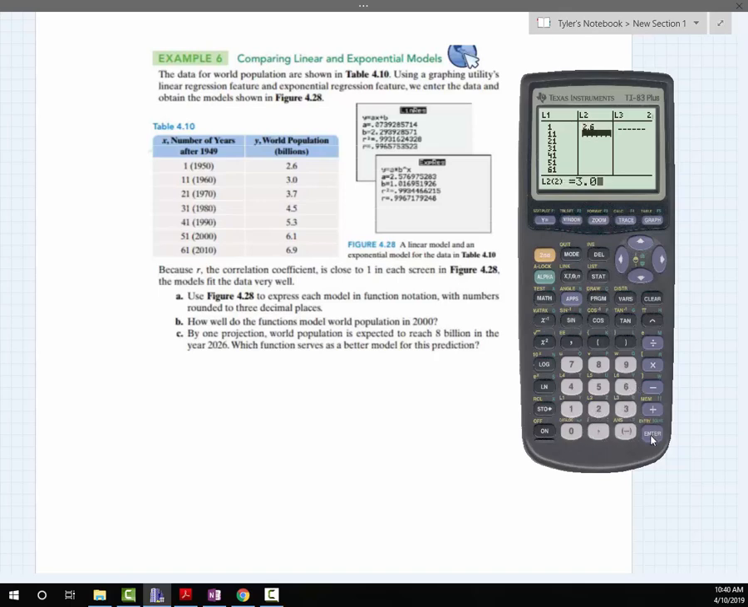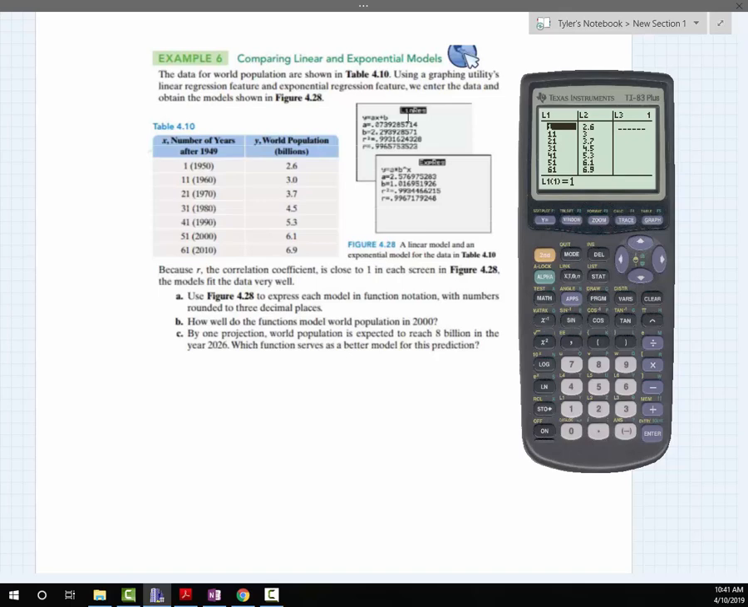And then in L2 I can enter in the Y values, so we have 2.6, 3.0, 3.7, and so forth, 5.3, 6.1, and lastly 6.9. Alright, so let me just double check, make sure I didn't make a mistake here. So 1, 11, 21, 2.6, 3. Right, so I don't think I made an error.